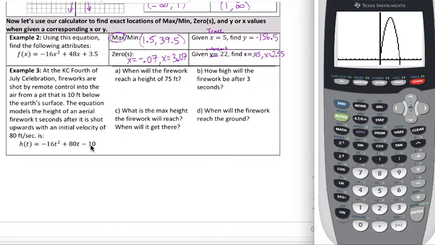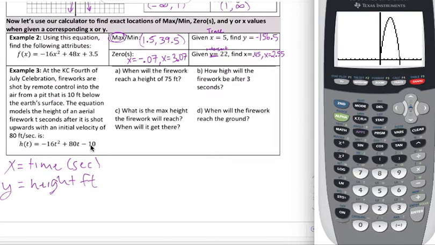Now, our x value is always going to be time. So in this case, it's our seconds. Our y value in this case is height. All right, so we'll talk about feet. That G got lost. There we go.